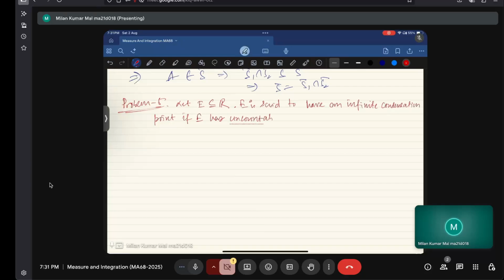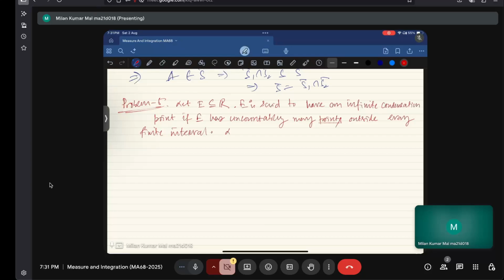Yeah, this is a very known fact. E has uncountably many points outside every finite interval. So E is said to have an infinite condensation point if E has uncountably many points outside every finite interval.